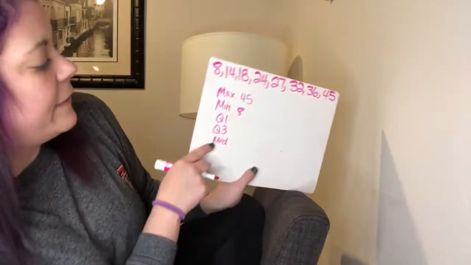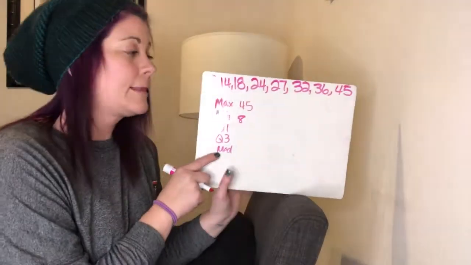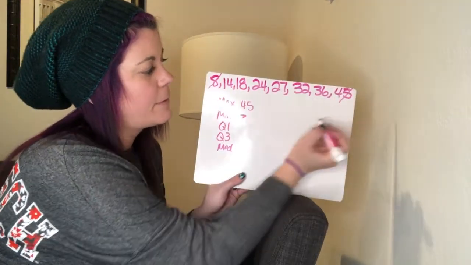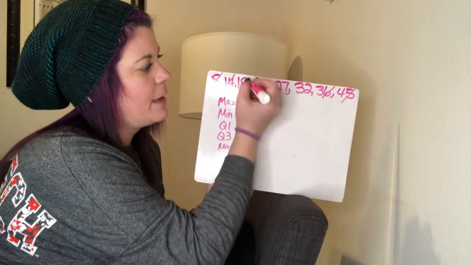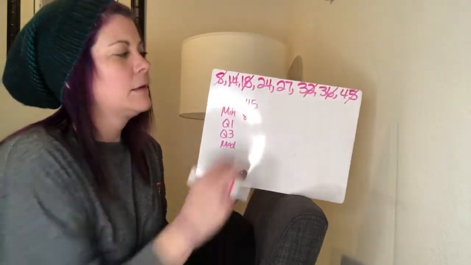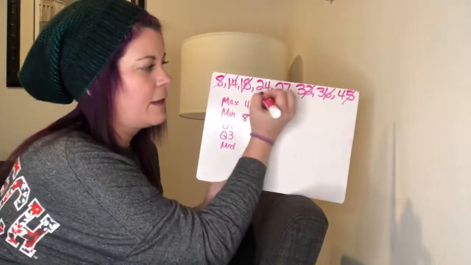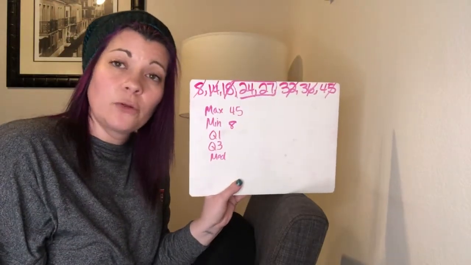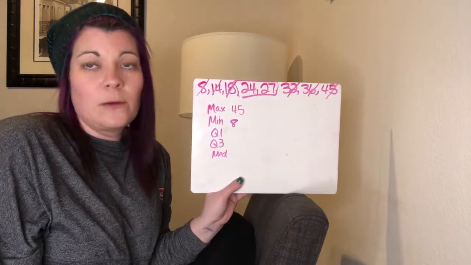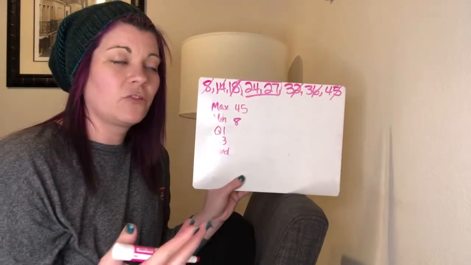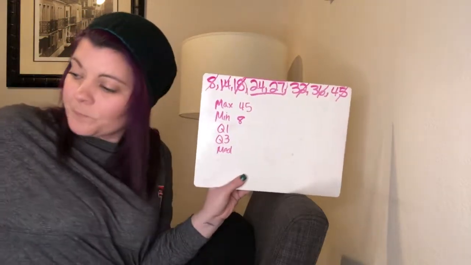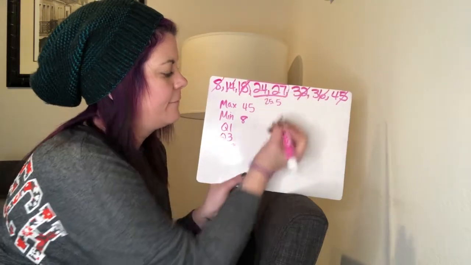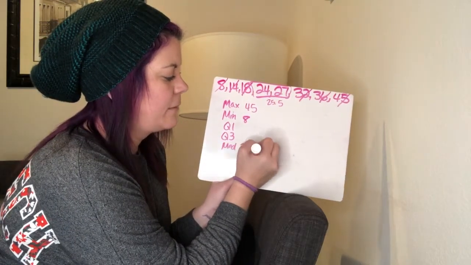And the median would be the next thing you would want to find. So that's the middle number. So we cross off 1 from the front, 1 from the back, 1 from the front, 1 from the back, 1 from the front, 1 from the back. If I cross off 1 from the front, I can't do it. So we have 2 numbers in the middle. When you have 2 numbers in the middle, you take the average of them, which means that you add them up, 24 plus 27, and divide them by 2. So when you do that, you get 25.5. So that is the median, 25.5.